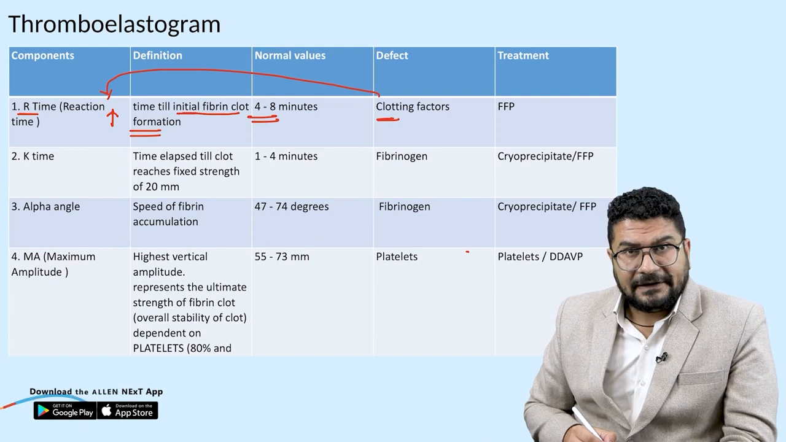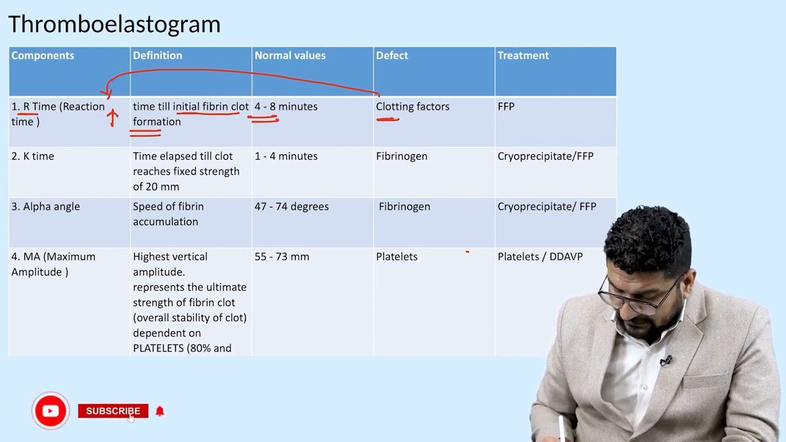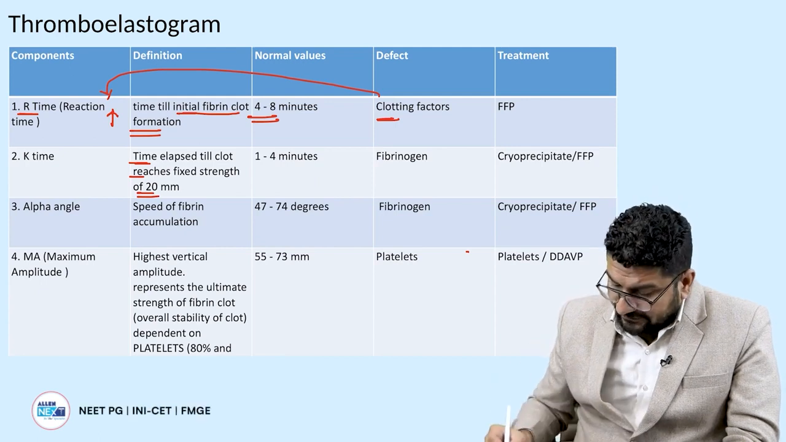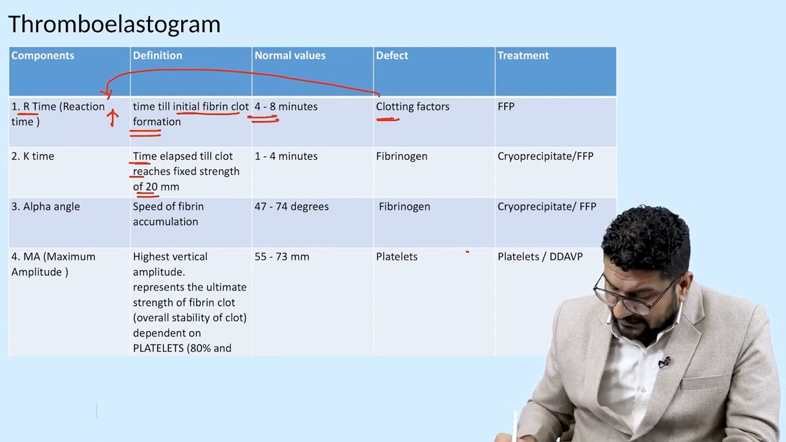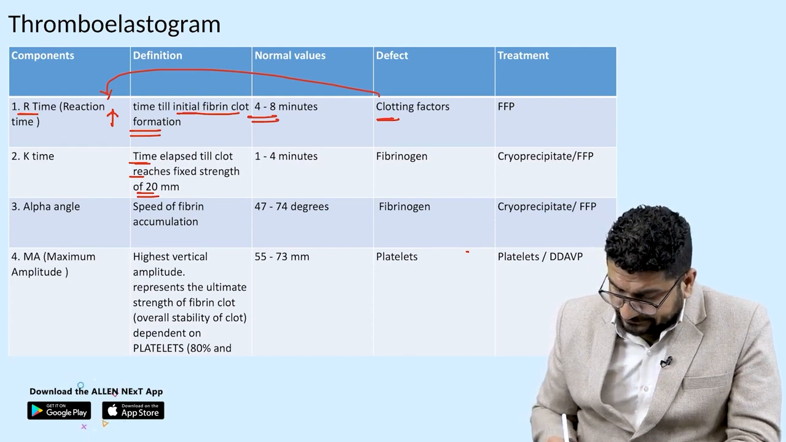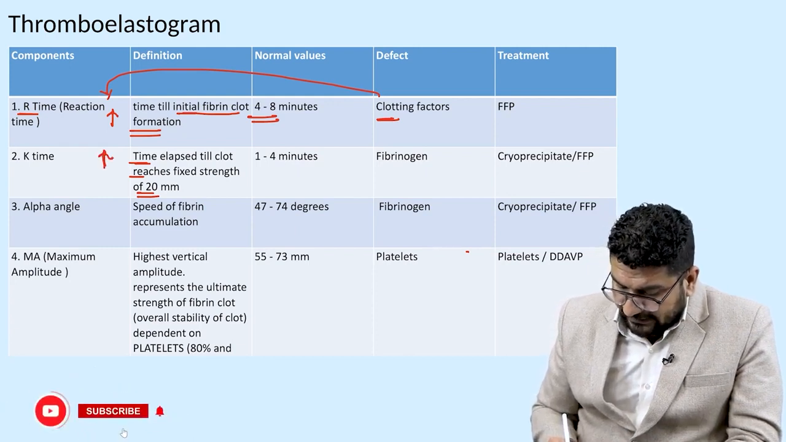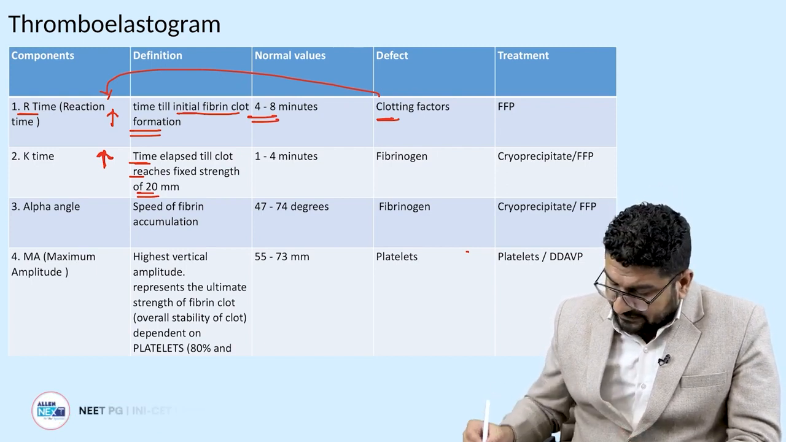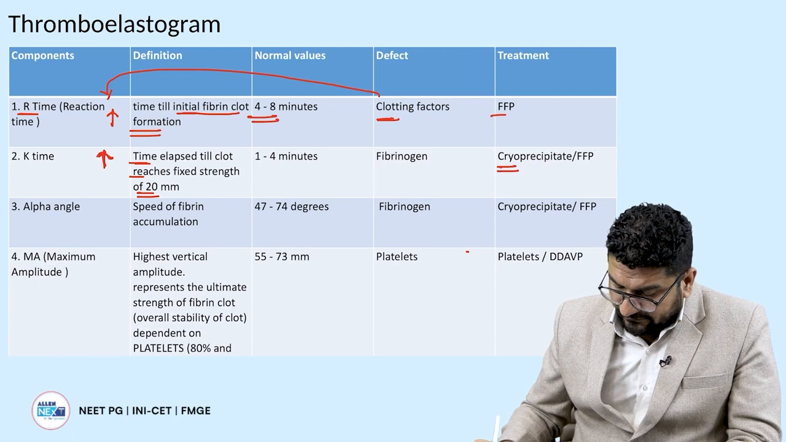K time means fibrinogen, the time elapsed till the clot reaches a particular fixed strength of 20 mm. It is mainly because of fibrinogen. So if this K time is prolonged, it means your body is not having sufficient fibrinogen. So ऐसे में क्या दोगे, क्या precipitate, इधर क्या दोगे, FFP.